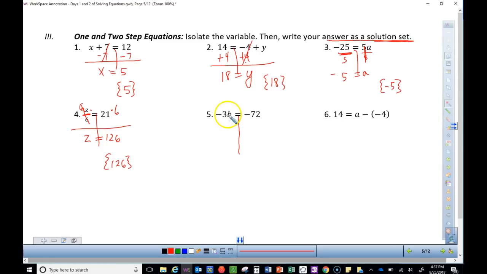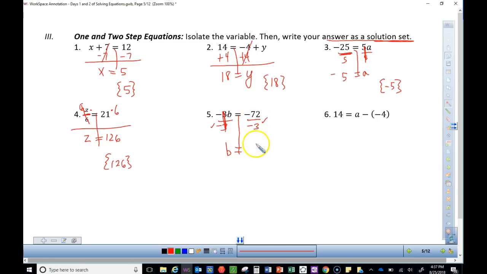So if this is multiplied by -3, I simply have to divide by -3. I divide by the same number that's multiplying. So we don't have to switch signs or anything. So -3 divided by -3 makes +1. So I have +1b, or b. Divide this side by -3. Got to do the same thing to both sides.